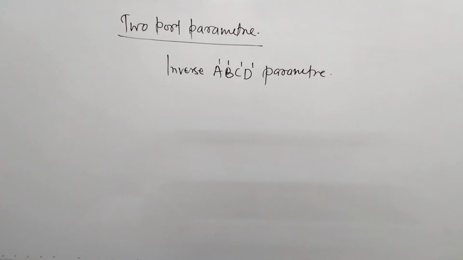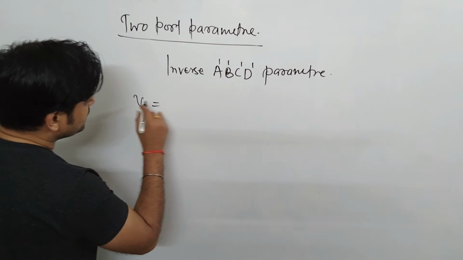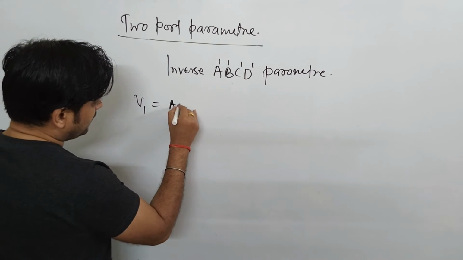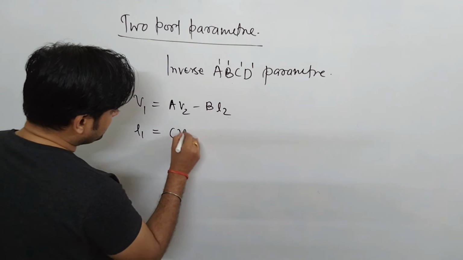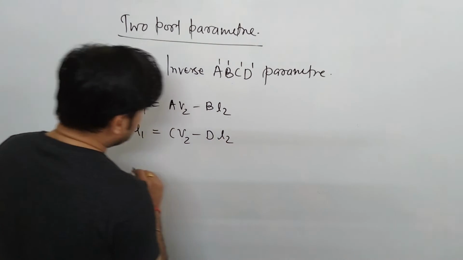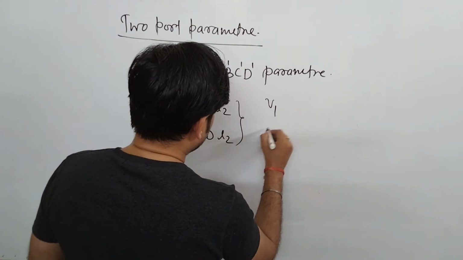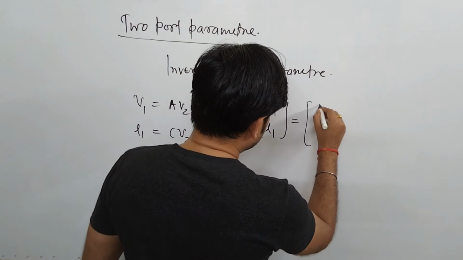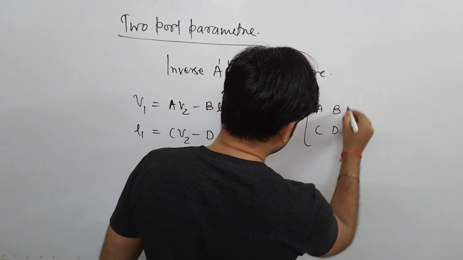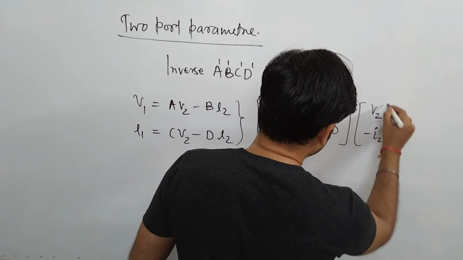It is mainly given by just changing the order. As I mentioned, the equation is V1 is equal to AV2 minus BI2 and I1 is equal to CV2 minus DI2. This equation was in the case of ABCD parameters. So if you write its matrix form, that comes to be V1, I1 is equal to ABCD times V2, minus I2.